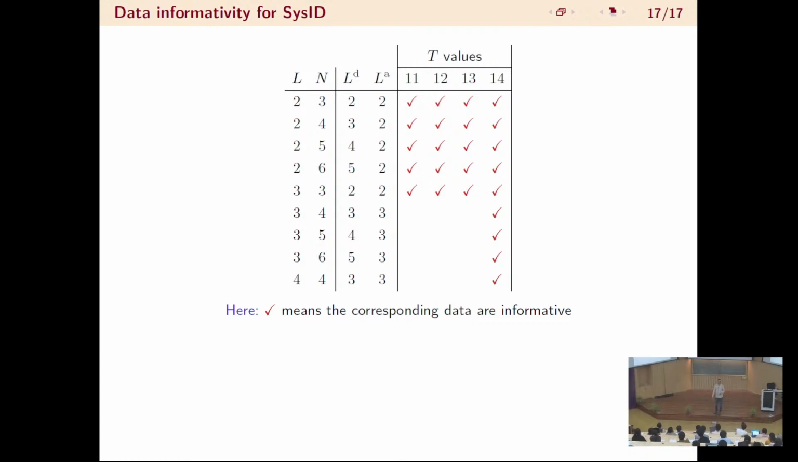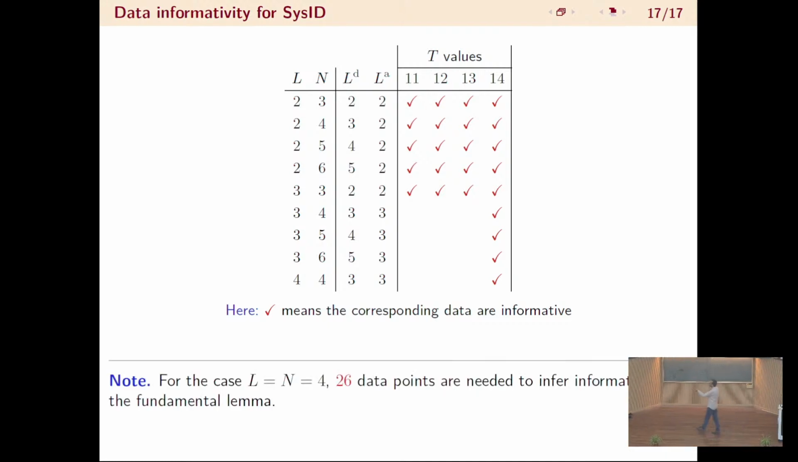But in none of these cases does the fundamental lemma say I can identify the system. For instance, when the upper bounds are both 4, the fundamental lemma requires at least 26 points, whereas I have almost half of it, 14. And if the size of the system grows, then the gap between what the fundamental lemma requires and what our result requires gets bigger. I don't have that example here, but you are going to show it.